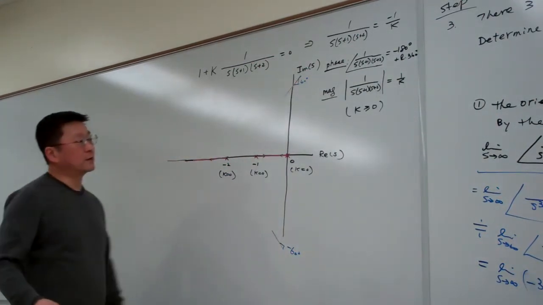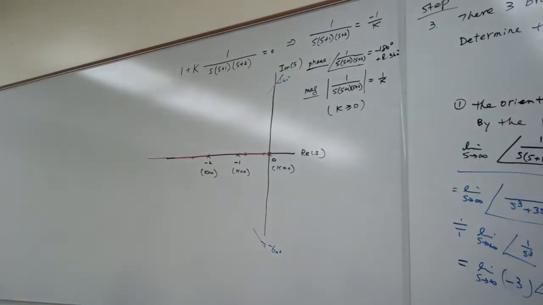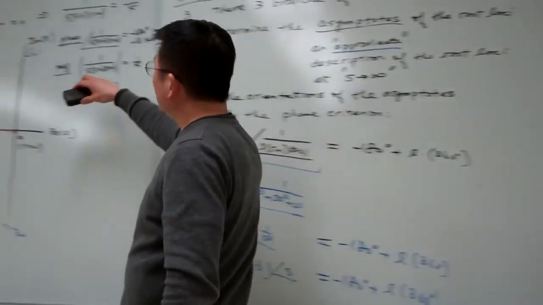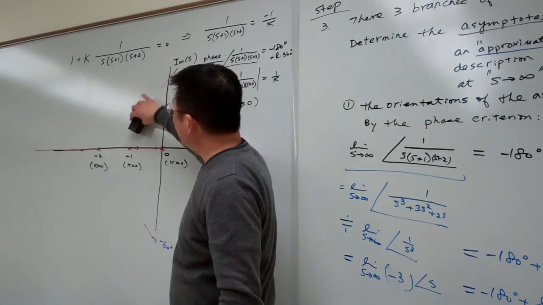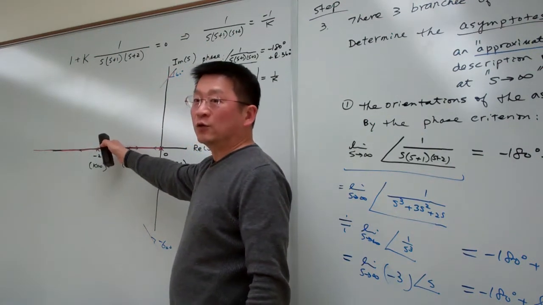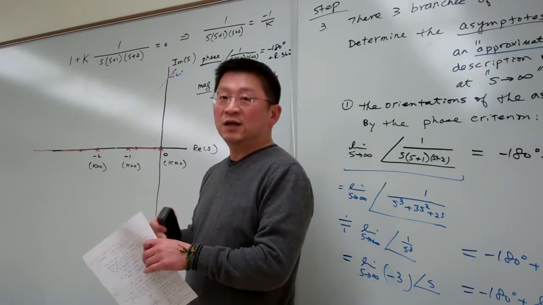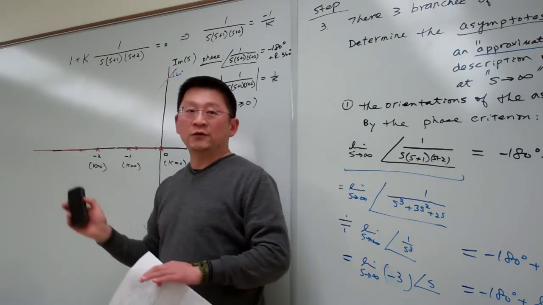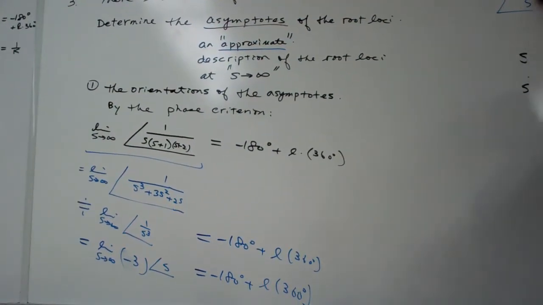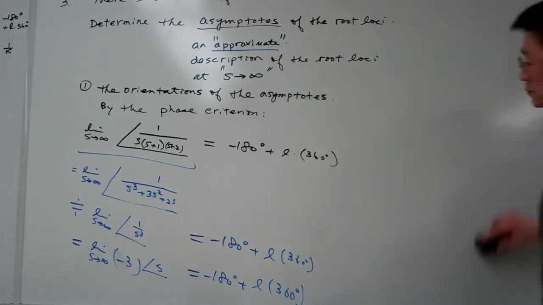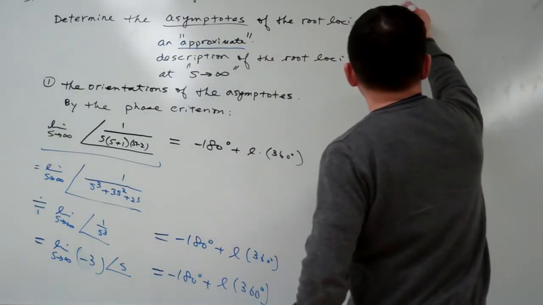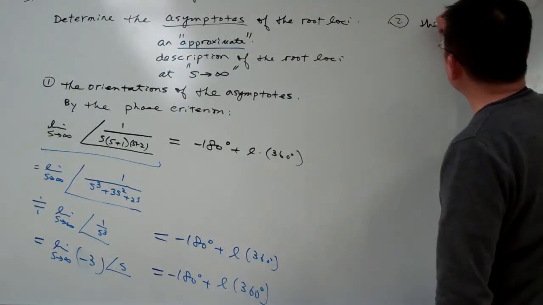Then the next one, the second part, is we want to determine the intersections of the asymptotes. Each asymptote is a straight line. The 3 straight lines will intersect at one point there. So we want to determine their intersections in order to better plot the asymptotes. Okay, so that is our second task here. So let me put this one here. So the second one is the intersections.